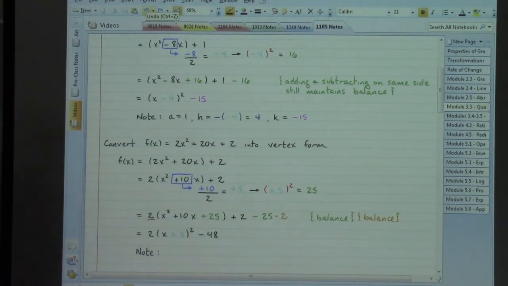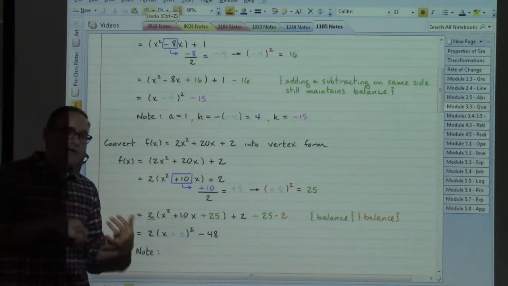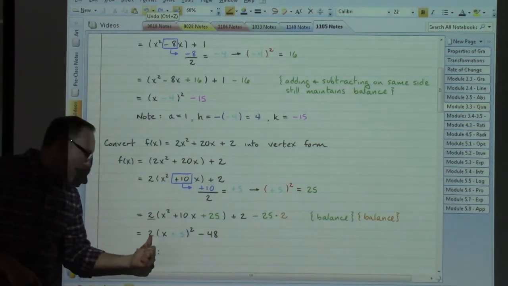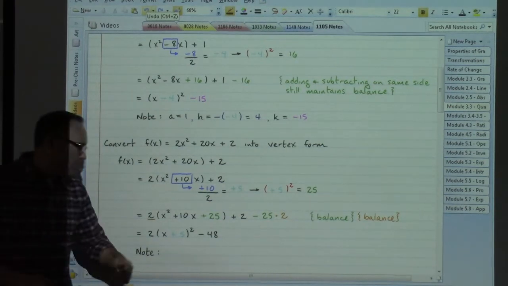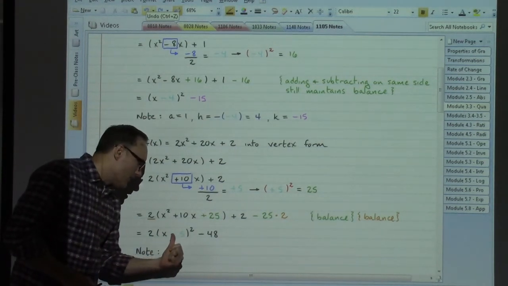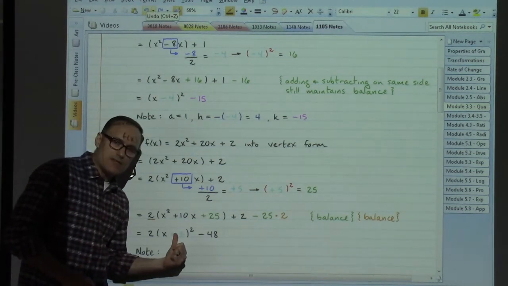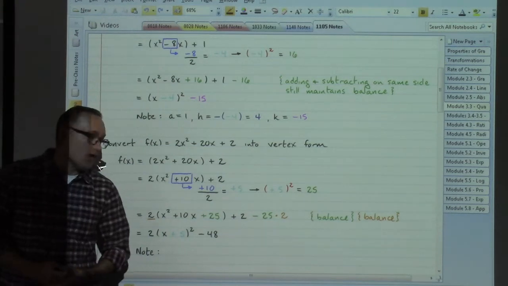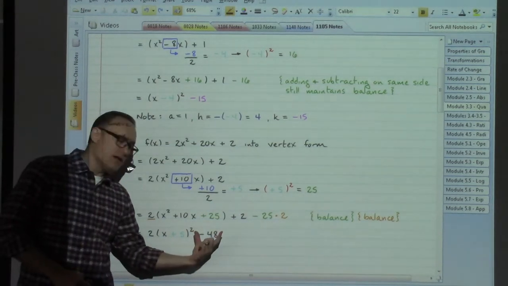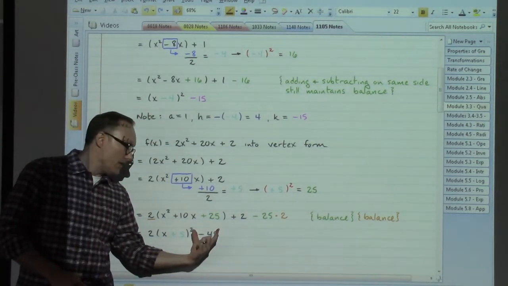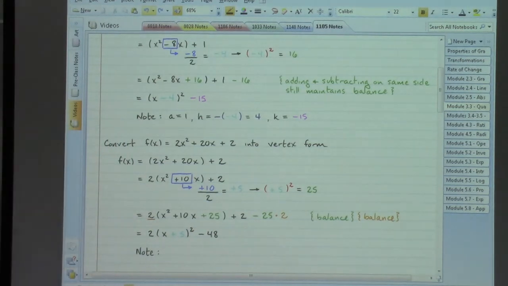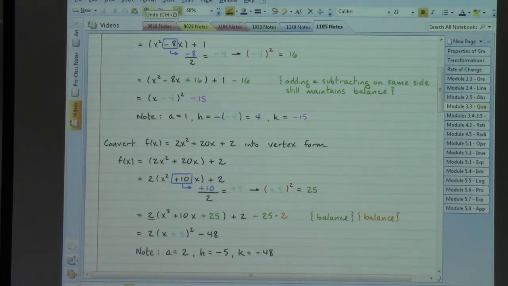And so, in this particular example, comparing this to that vertex form, the A is equal to 2. The H number, well, we're going to take this X stuff and change the sign on it. So instead of positive 5, that's going to be a negative 5 for our H number. And our K number is going to be that number at the very tail end, which is that negative 48. So again, just a quick note, the A is equal to 2, the H number is the negative 5, and the K number is the negative 48.